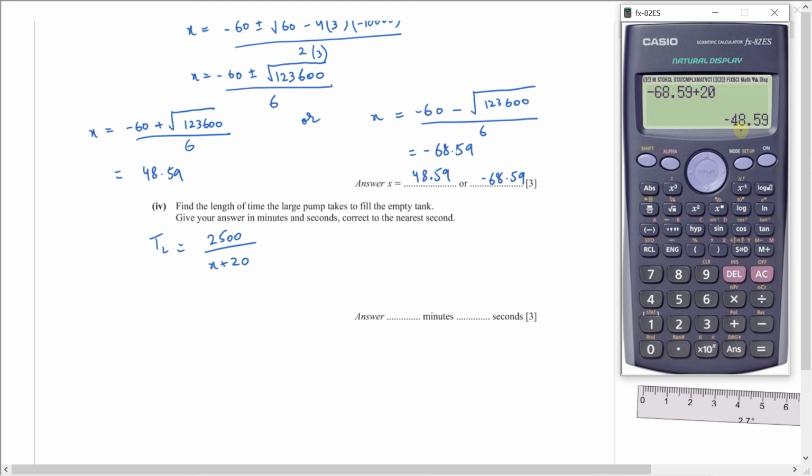So the time that the large pump takes to fill the tank should be a positive value. So we will use this value of x, the positive value of x. So this is 2500 divided by x plus 48.59.